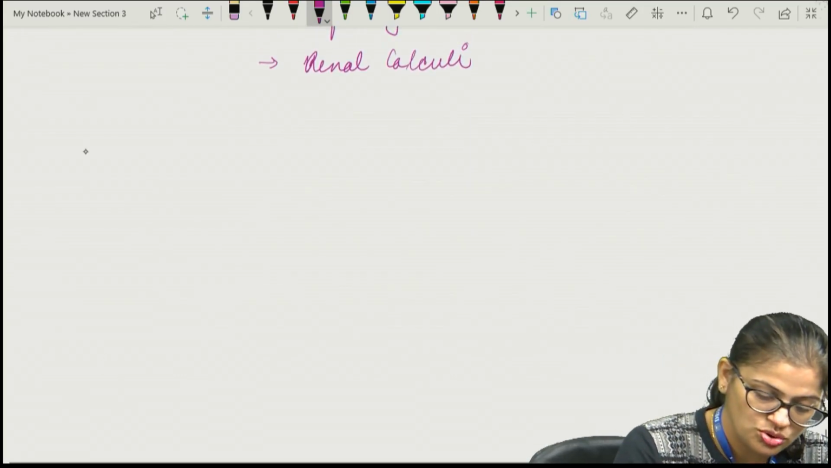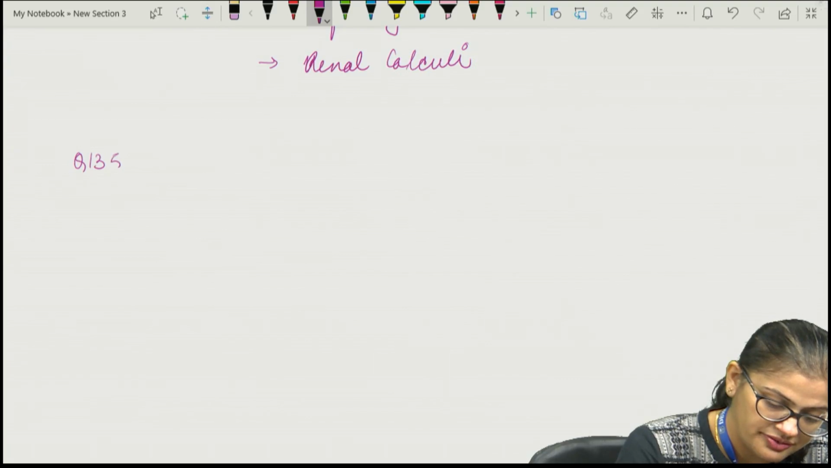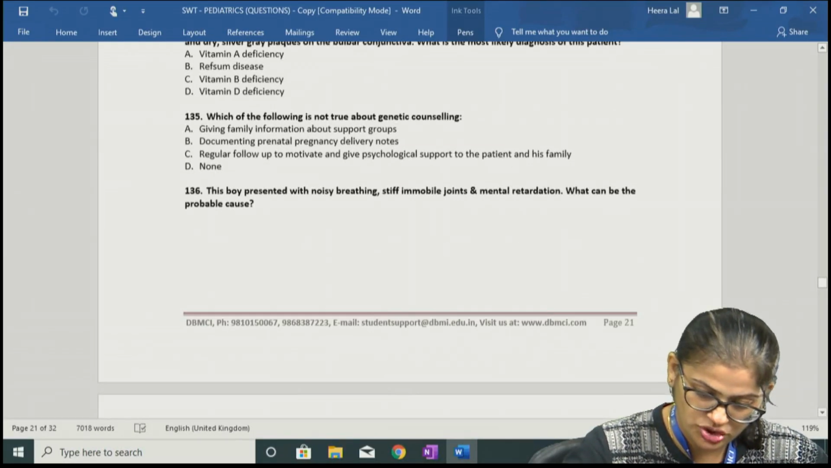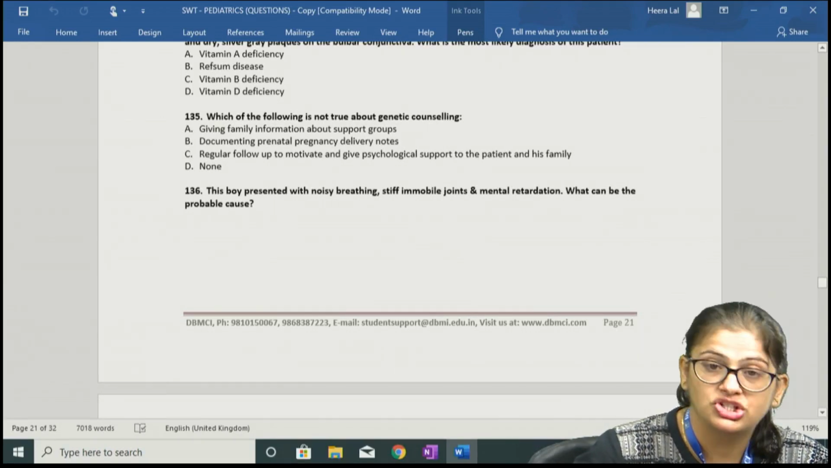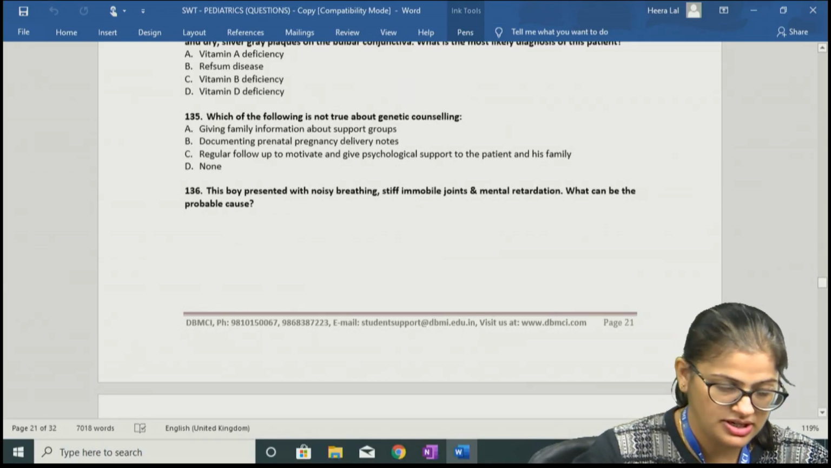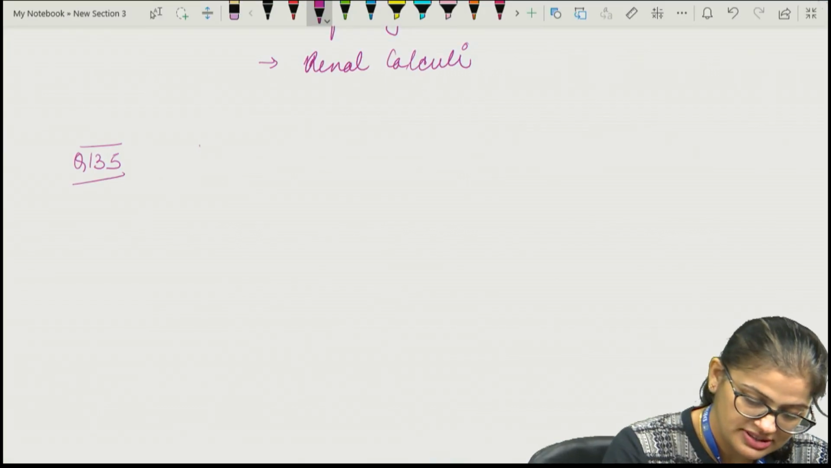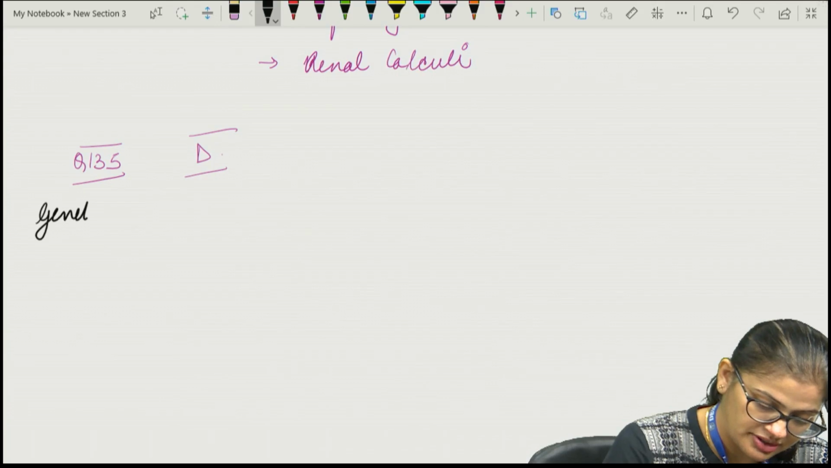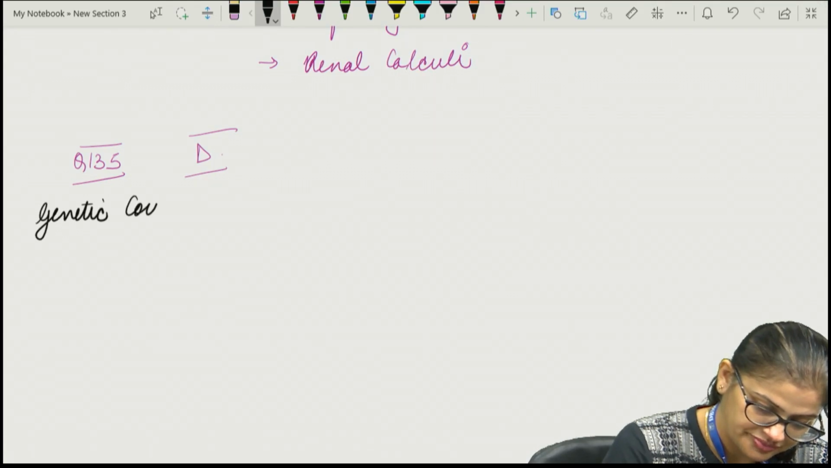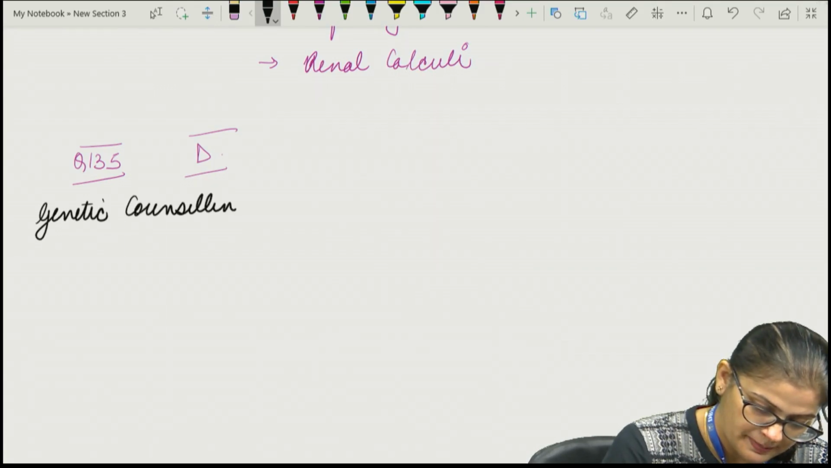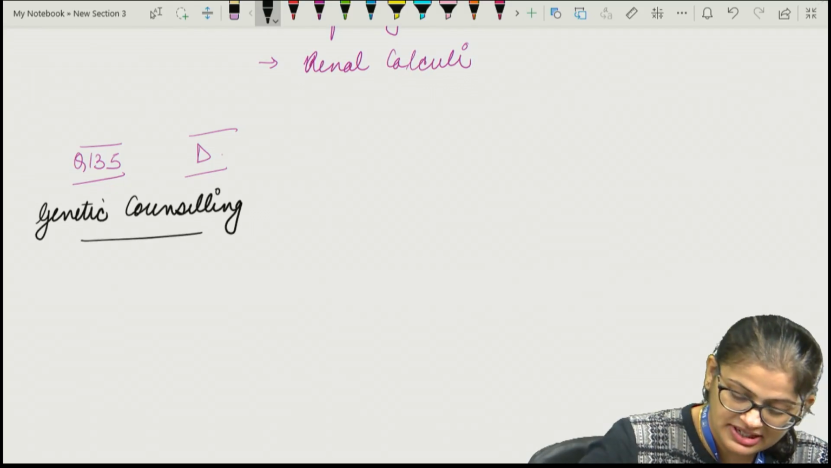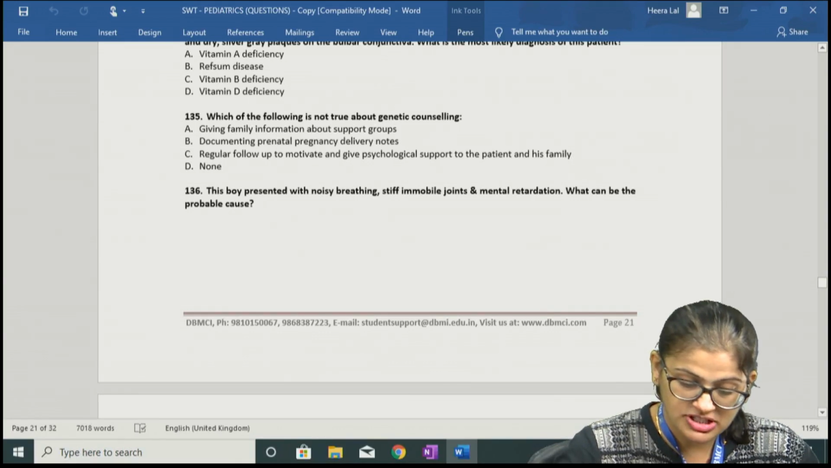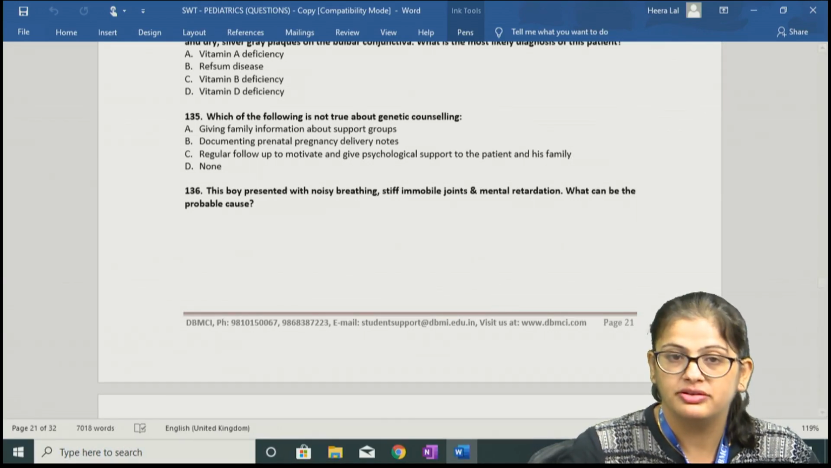So next we come on to question number 135. And question number 135 is, which of the following is not true about genetic counseling? And the correct answer is option number D, that is none. So what is genetic counseling? Basically in this question you were asked what is not true. So that means all the statements given here are true.